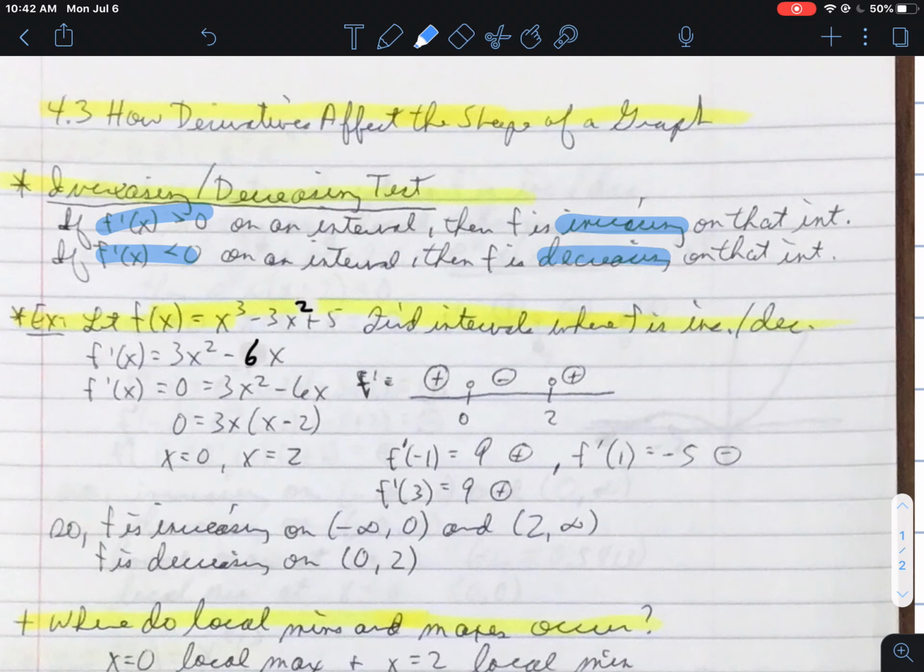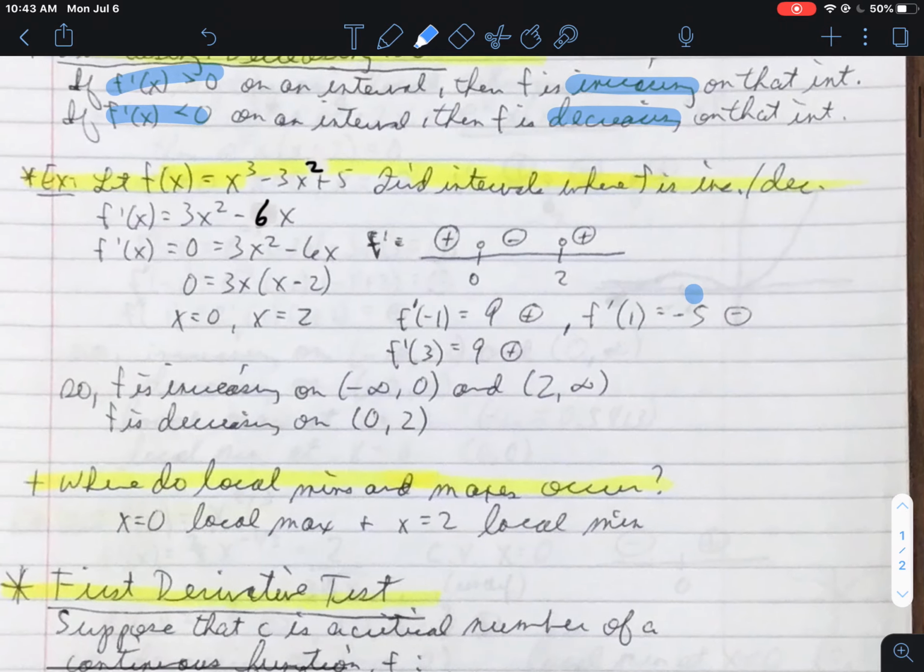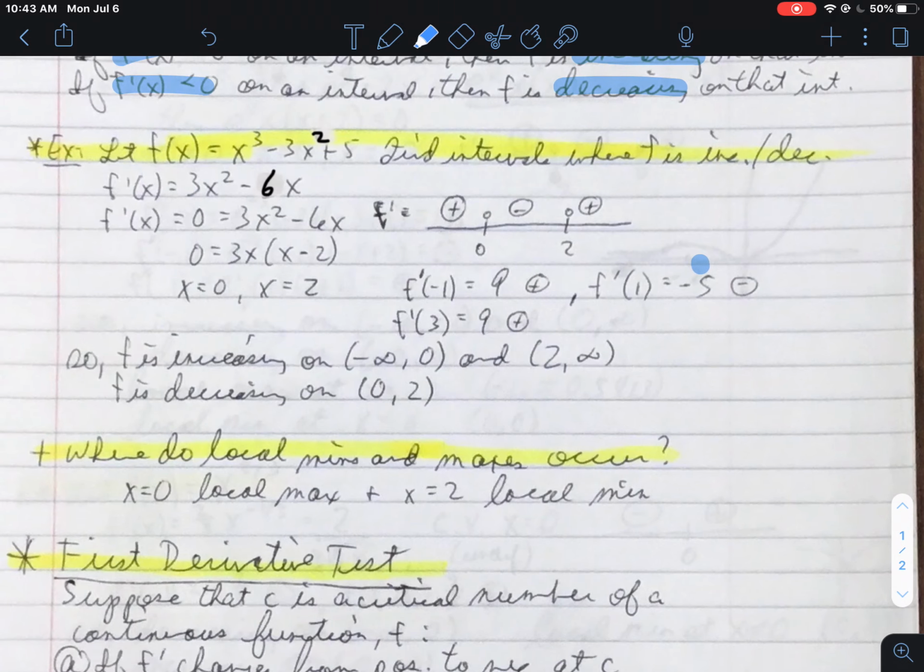So for example, let's let f of x be the function x cubed minus 3x squared plus 5. Let's find the intervals where f is increasing and decreasing, right? So it's all about the derivative, and increasing and decreasing function values.